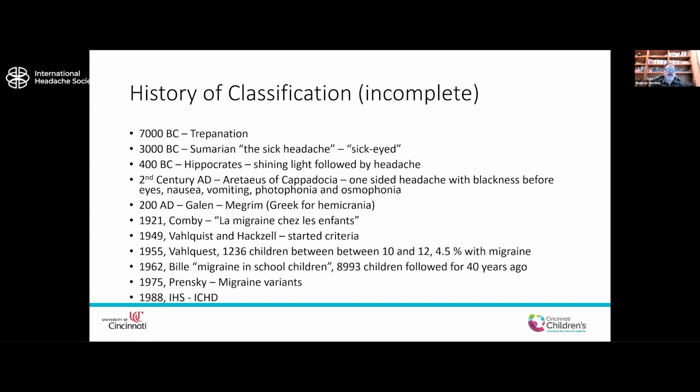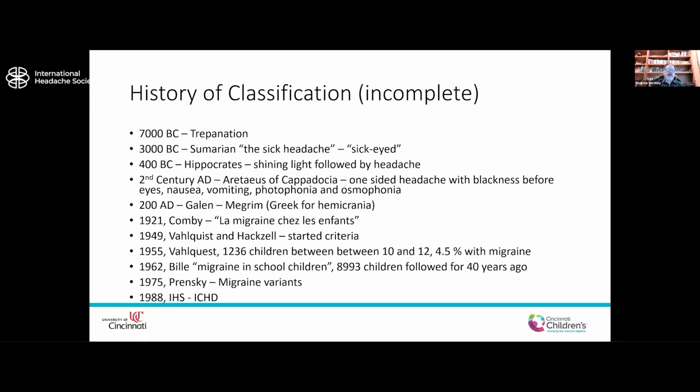For children, one of the earliest studies I could find was from 1921 by Combe in France. I don't speak French, so I'm not going to try to massacre this, but it was a French title that discussed headaches in children. I mentioned Vahlquist and Haskell because they really started defining criteria to be used so that we could start to get on the same page.